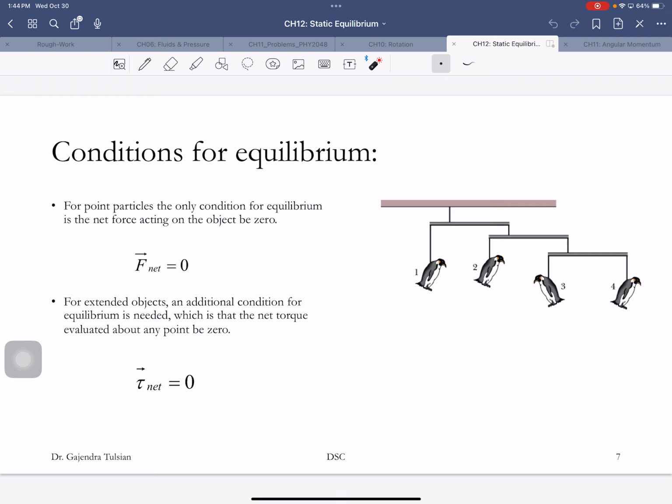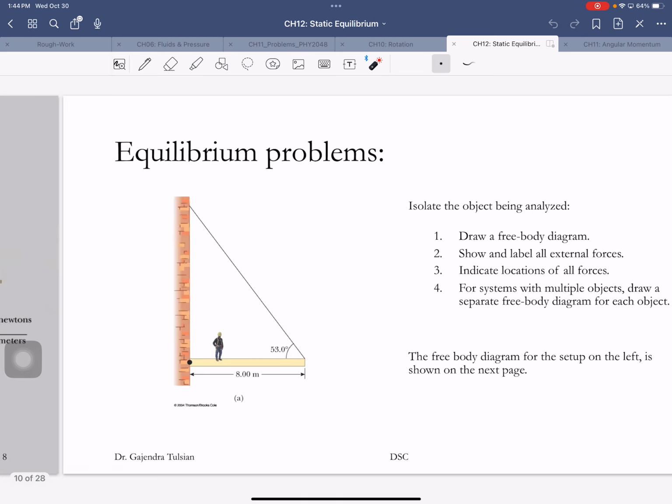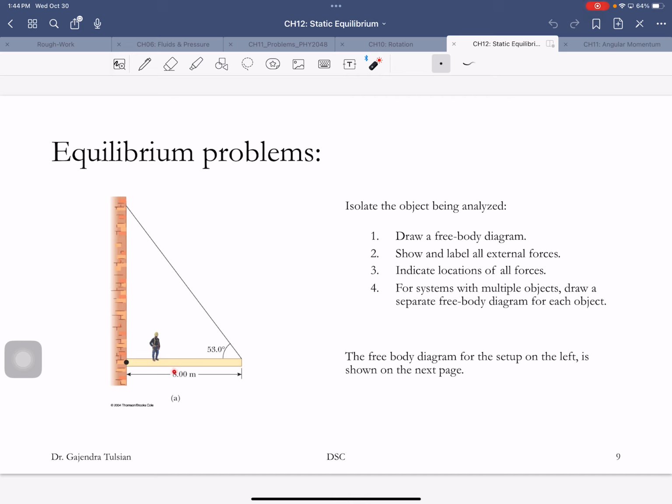So those are the two conditions, and like I said, these two equations will be the basis for an entire course. Okay, so you will be analyzing structures like this, and you want these structures to remain in equilibrium no matter where he stands.